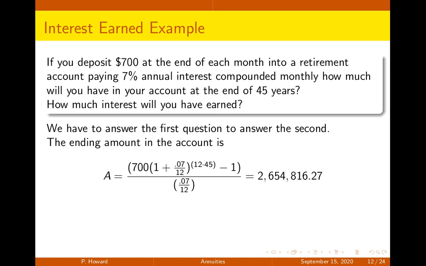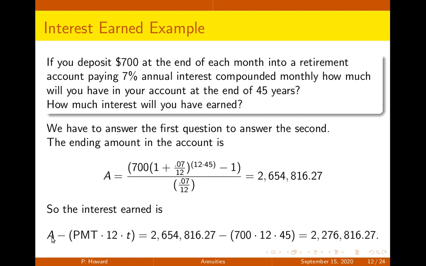And now, how much of that is interest that you have earned? Well, we take the ending amount and we subtract the amount of money that you've paid in. The ending amount, as we just calculated, is $2,654,816.27. And we're subtracting the monthly payment times 12 times 45, the monthly payment times the number of months that you paid into the account. And the answer is $2,276,816.27.